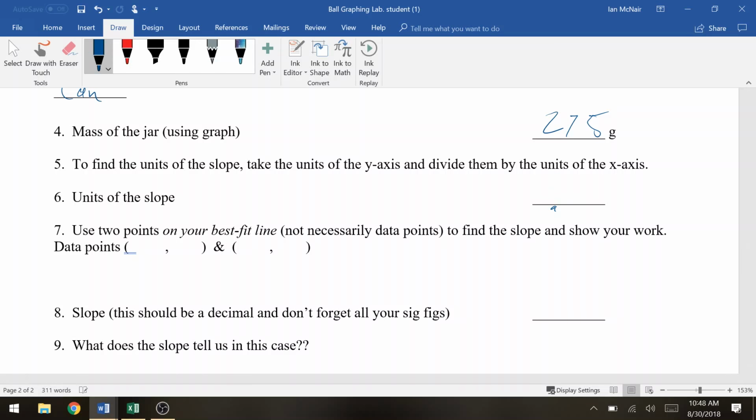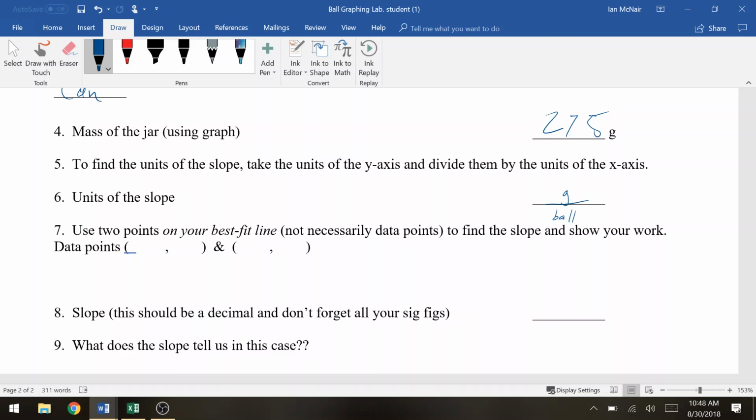Why didn't I just use the line as the division sign? Grams per ball. So, in English, can someone tell me what that even means? What does it say at grams per ball? Yeah, how much mass each marble has.